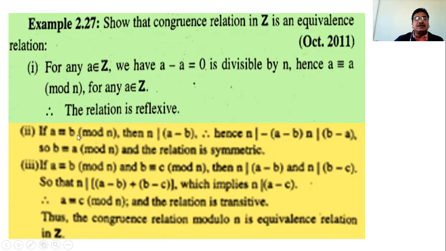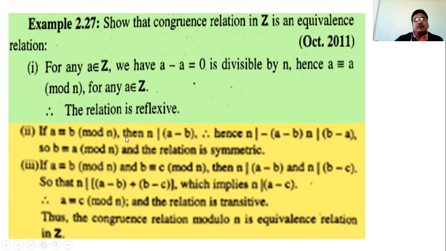Now we have to show the relation is symmetric. A relation is symmetric if, when a is related to b, then b is related to a. So I assume that a is related to b, that is, a is congruent to b modulo n. And what do I have to show? That b is related to a, meaning b is congruent to a modulo n.